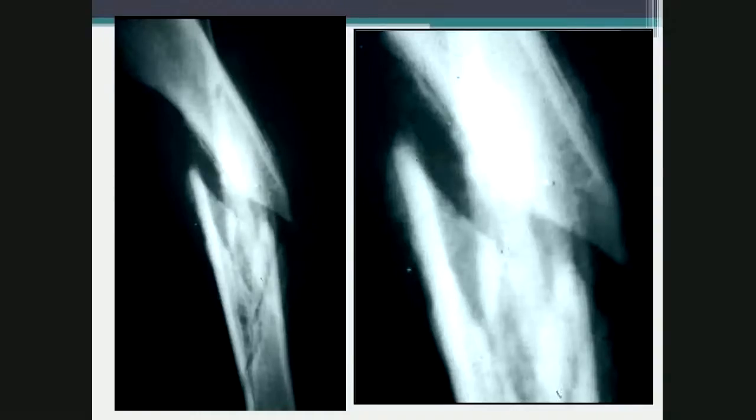Here's just another example with a close-up of a fracture that's about 10 to 14 days old. Note all of this immature, fluffy new bone that's closely associated with the cortex, and this is immature callus.